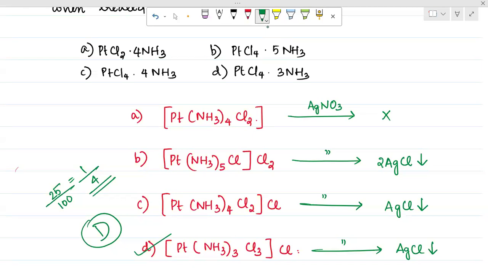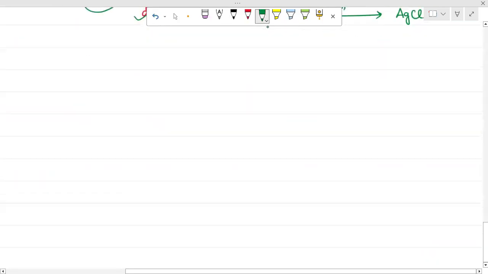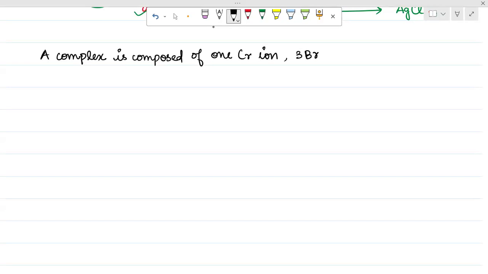All right. Next question, mark it as important, was asked in GATE, numerical type question. Werner's theory. The question is, a complex is composed of 1 chromium ion, very important, 3 bromide ions, and 6 water molecules.